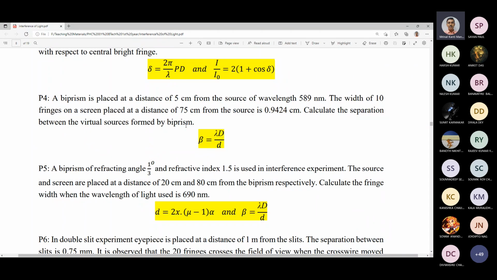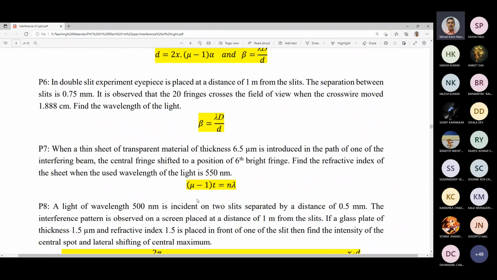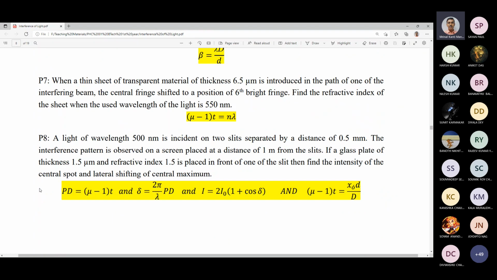Then there is the fringe width calculation, the d and beta calculation in the biprism, right? These are the simple mathematical relations that I have already mentioned here, and based on them you can calculate the result, right? There are 8 problems I have given.